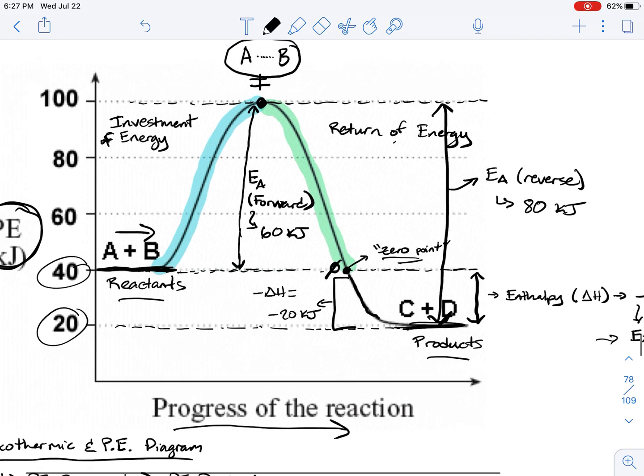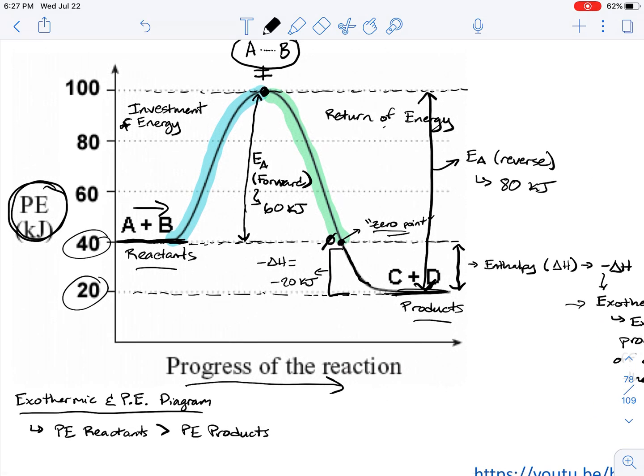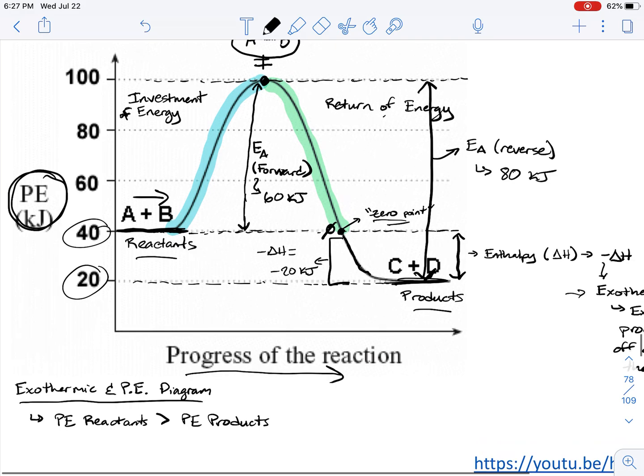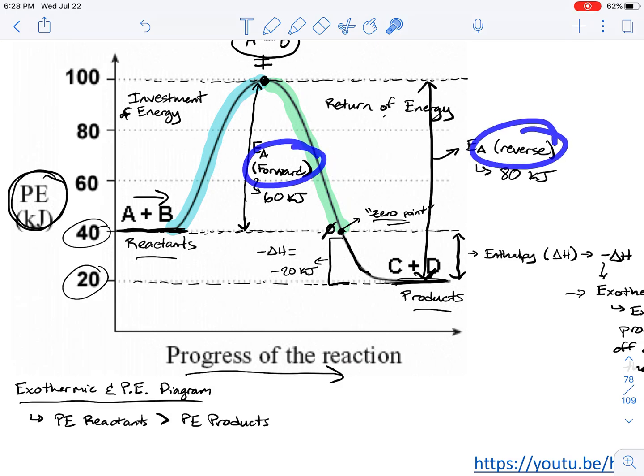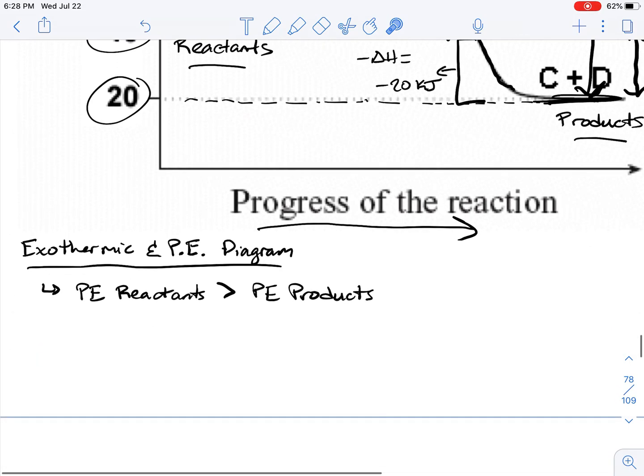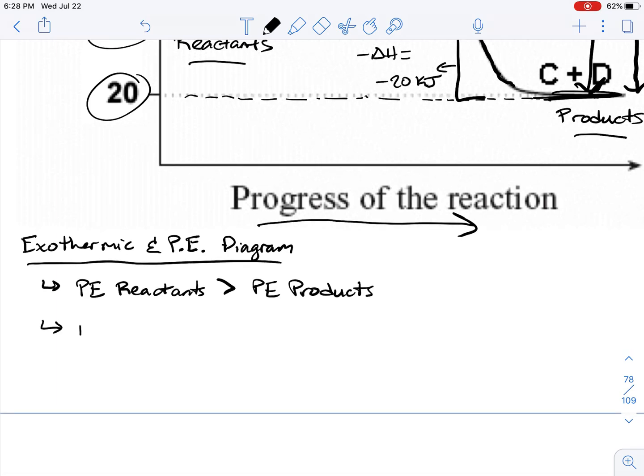All right, so going back to the main point, we can also characterize exothermic reactions through a potential energy diagram by looking at the height of the activation energy in the forward and reverse direction. So notice that the activation energy in the reverse direction is much greater than the activation energy in the forward direction. And so that's another trend that can be observed for potential energy diagrams that describes an exothermic process. So the activation energy of the reverse reaction is going to be much greater than the activation energy in the forward direction.